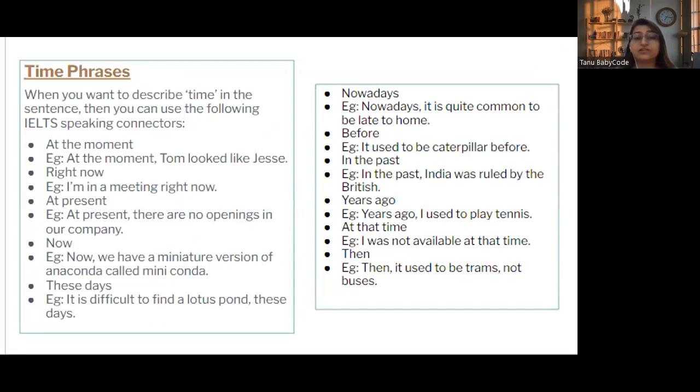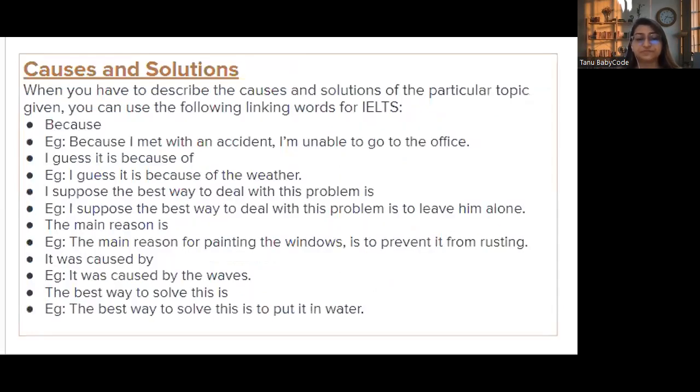Time phrases. What connectors can you use to describe time in your sentence? First is at the moment. Second, right now. At the present. Now. These days. Nowadays. Before. In the past. Years ago. At that time. Then. So these are the time phrases. When you want to describe time in your statement, then you can use all these speaking connectors, right? So these are listed here with an example. You can read also, and try to make different statements also.